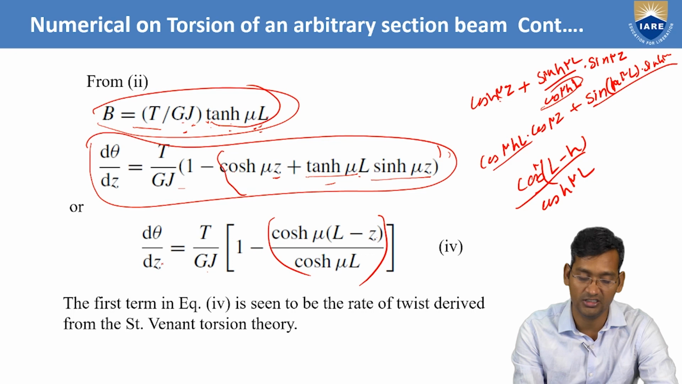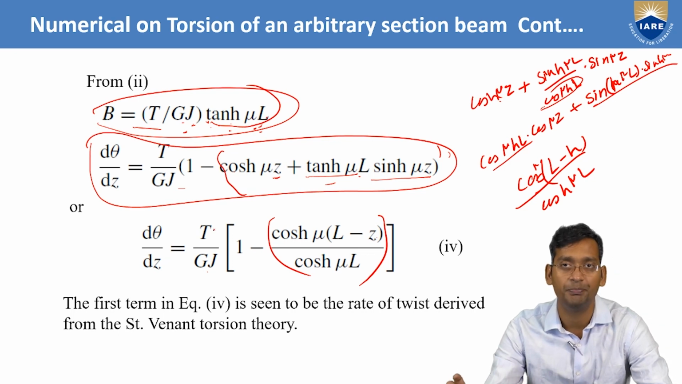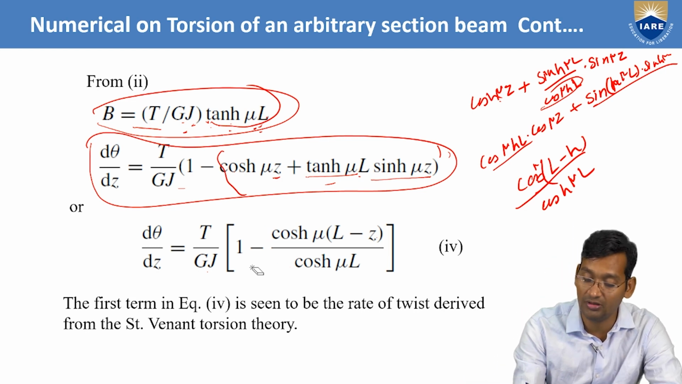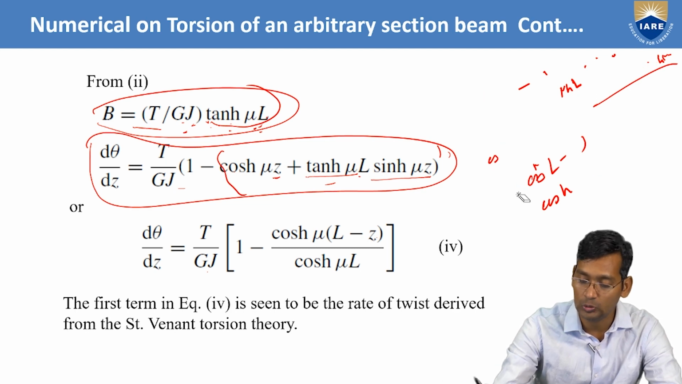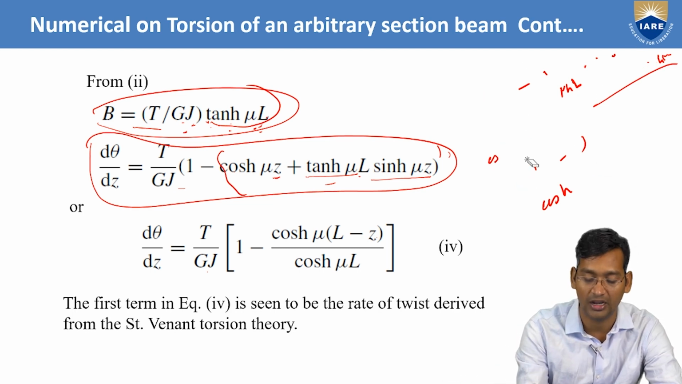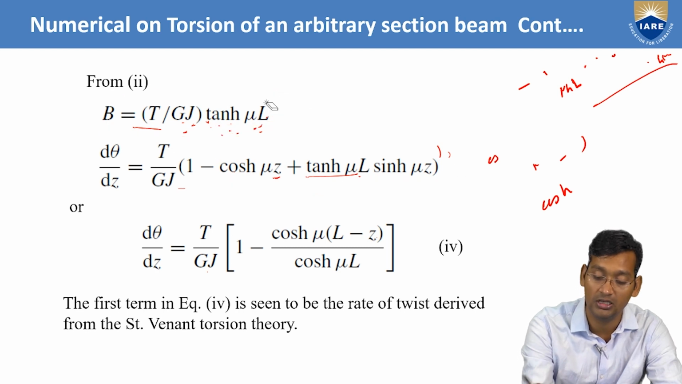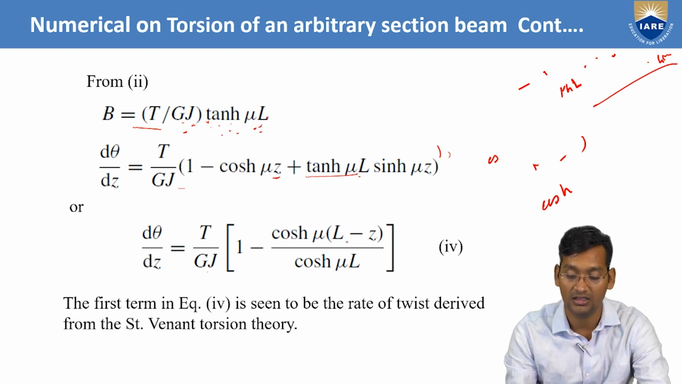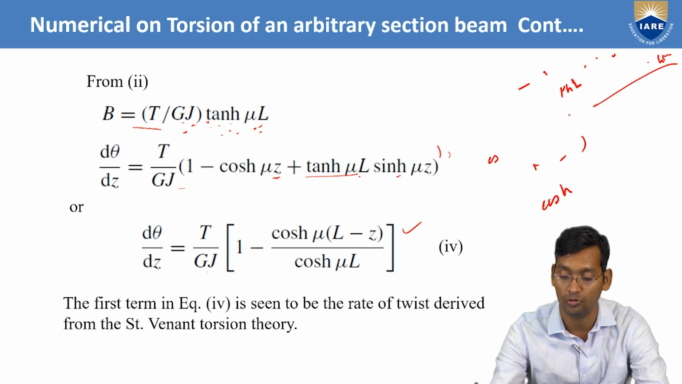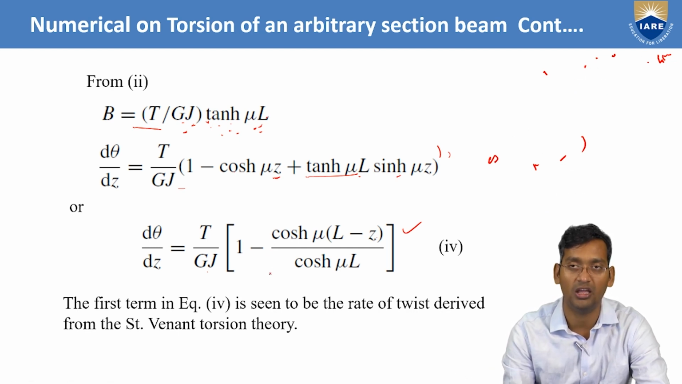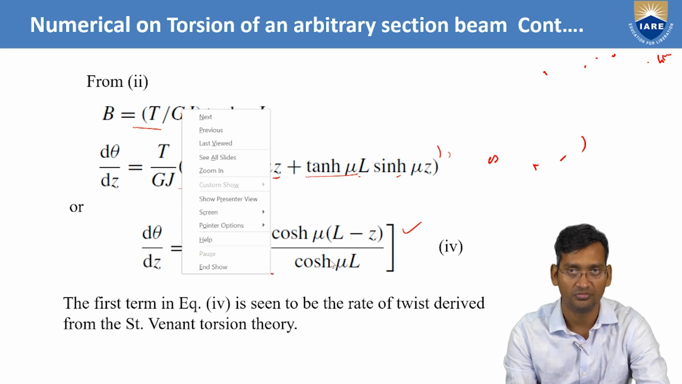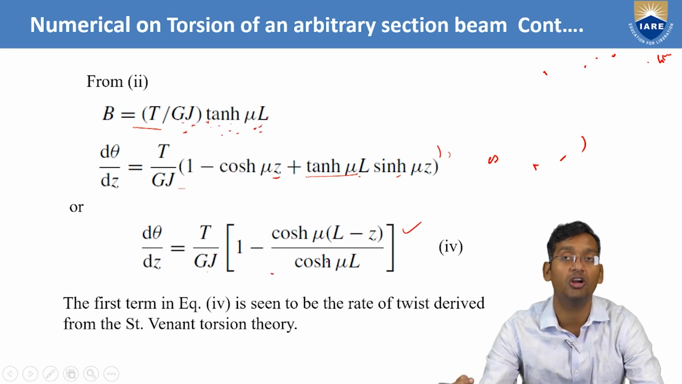Okay, so d theta by dz will be equals to tau by GJ into 1 minus cos of mu into L minus z by cos H mu L. Now just see, if they ask you to simply derive, then you can leave it up to this itself, that is rate of twist. But if the question mentions to derive this one, then the next step you have to do the cos of A minus B formula, and then you can show this term. So again, that depends on what they are asking in the question.